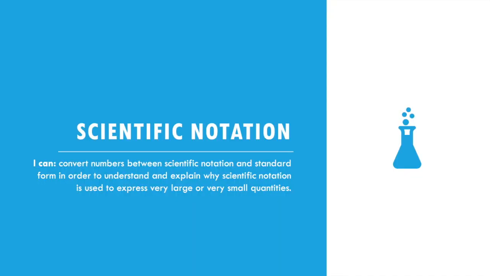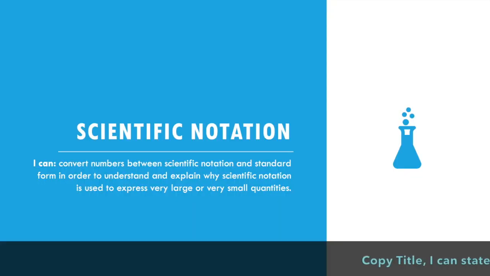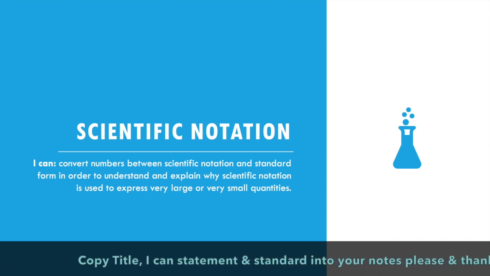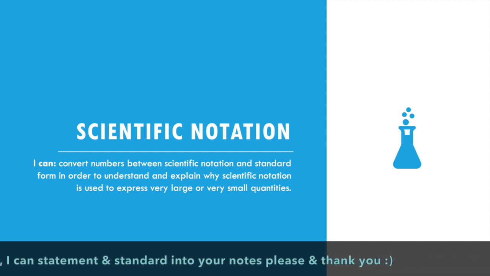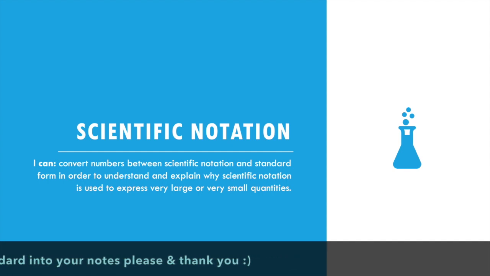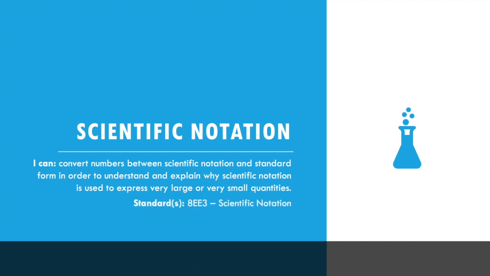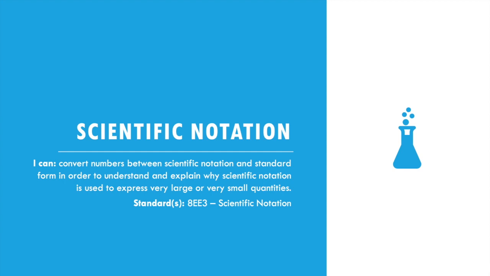So our I can statement is: I can convert numbers between scientific notation and standard form in order to understand and explain why scientific notation is used to express very large or very small quantities. And that is the standard 8.EE.3, which deals specifically with that I can statement.